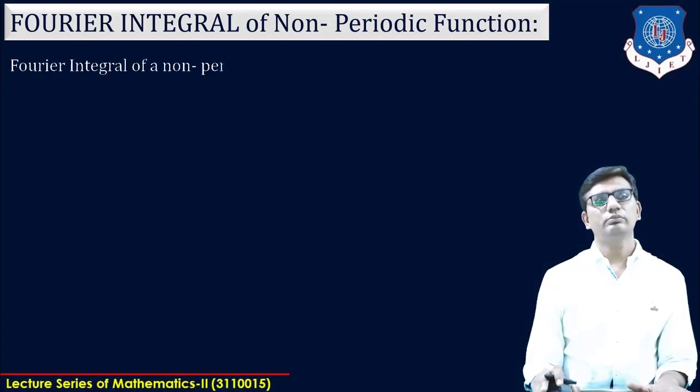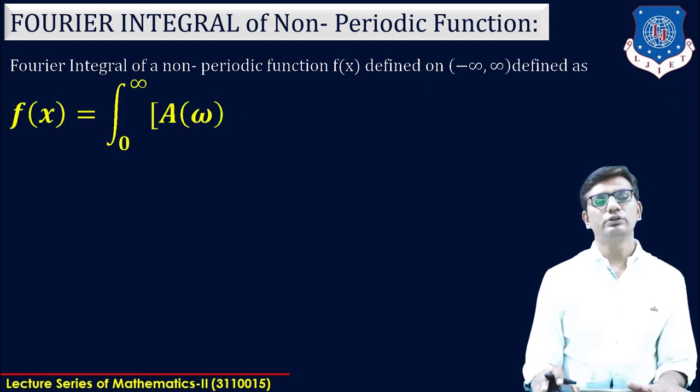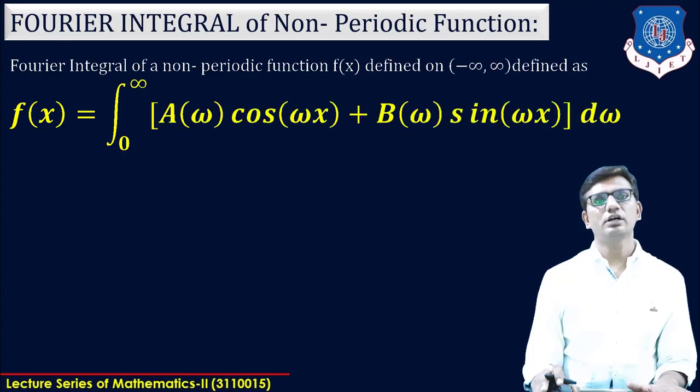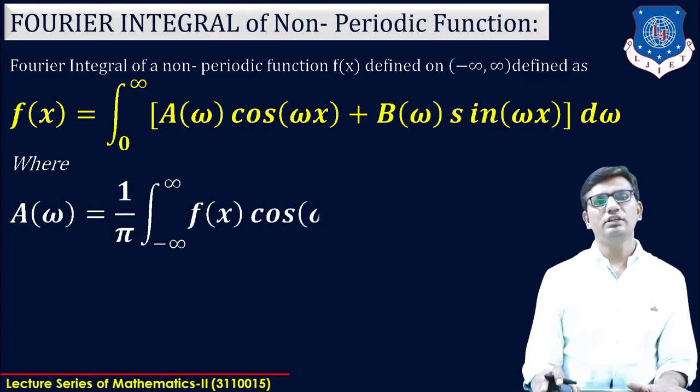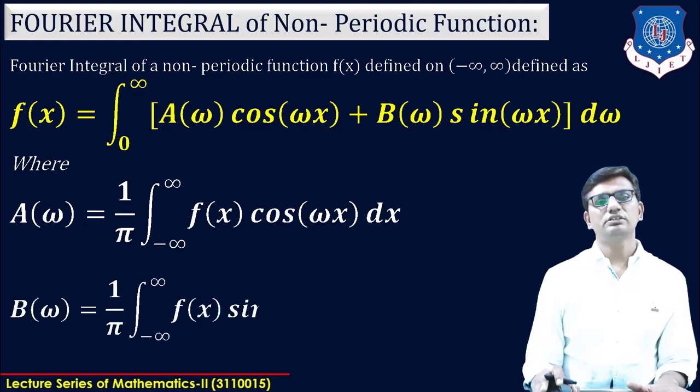Fourier integral for a non-periodic function f(x) defined on minus infinity to infinity is given by f(x) equal to integration 0 to infinity [a(omega) cos omega x plus b(omega) sin omega x] d omega, where a(omega) is given by 1 upon pi integration minus infinity to infinity f(x) cos omega x dx, and b(omega) is given by 1 upon pi integration minus infinity to infinity f(x) sin omega x dx.